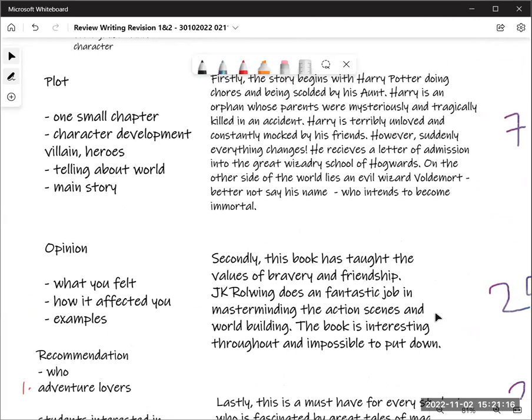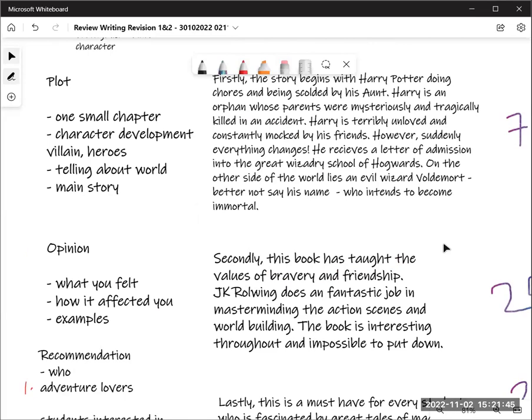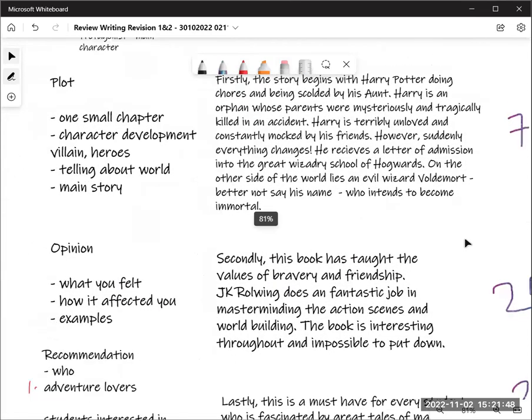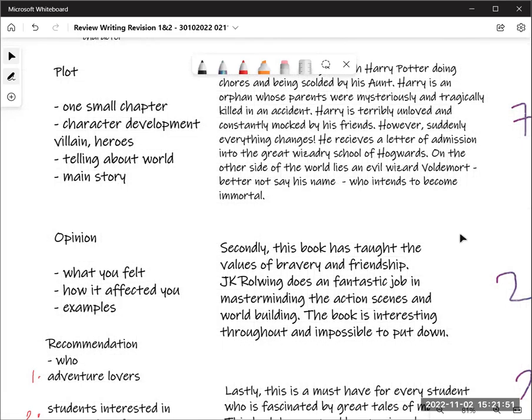All right. Then Rania, tell me, what should be included in the opinion? What you felt, how it affected you. Examples. So let's say what you felt. Okay, so you felt you learned. So this book taught you a lot about bravery and friendship. That's basically what you learned or felt. You learned the values of bravery and friendship. How did it affect you? All of these come under that you learned bravery and friendship.